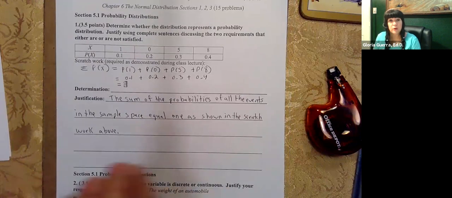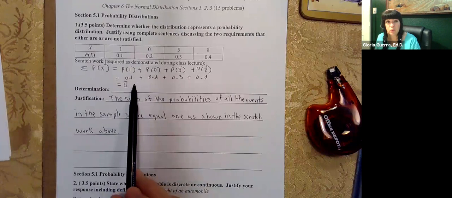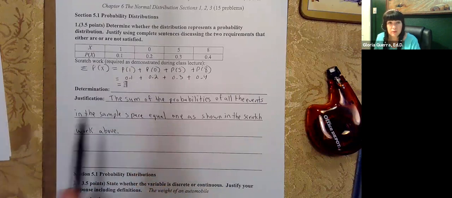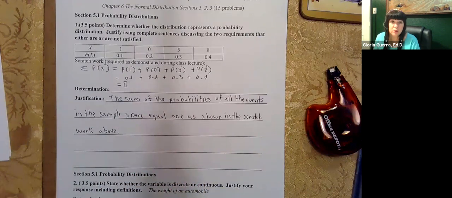Then on your test, you don't know if you're going to get a problem where they do equal 1 or they don't equal 1. If you get a problem on the test where they don't equal 1, then you need to justify that and say that the sum of the probabilities of the events in the sample space do not equal 1. You can say that's not a good thing, it's supposed to equal 1, and we have an issue here. So you just voice that.